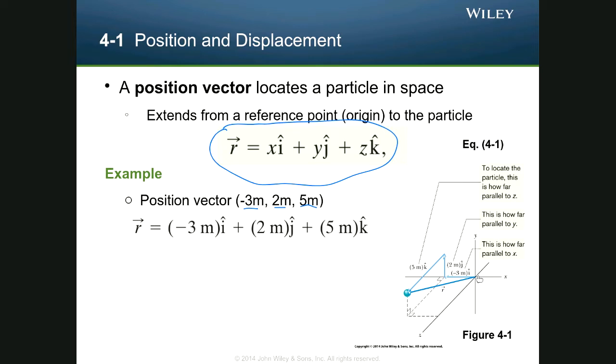So if you look at it and can create the illusion in your mind that you have x, y, and z, then you can see you have a little bit of x. That's where that negative 3 comes in. Then the 2, and then going back and forth, you have the 5. And that gets you to this r vector from the origin.